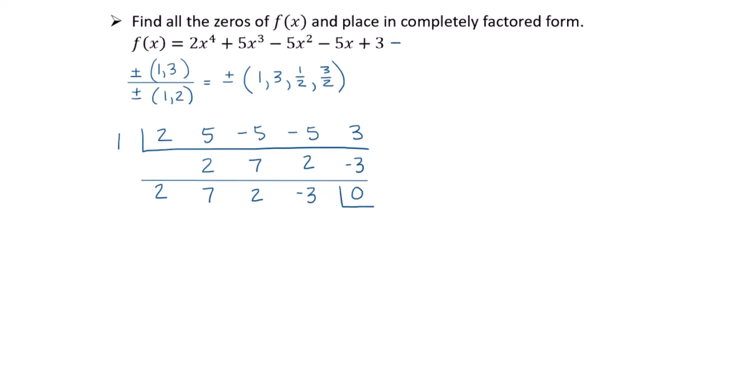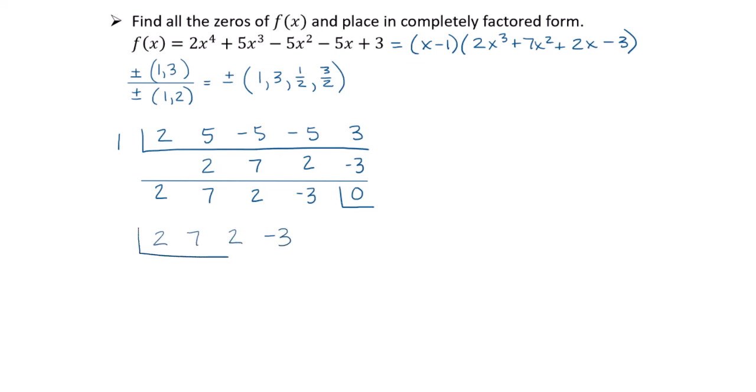I can go ahead and partially factor this. It's now x minus 1 times 2x cubed plus 7x squared plus 2x minus 3. Now, 1 might be a 0 with multiplicity. So let's go ahead and take 2, 7, 2, negative 3, our quotient, and see if we can get another 1 to be a 0 of that polynomial.